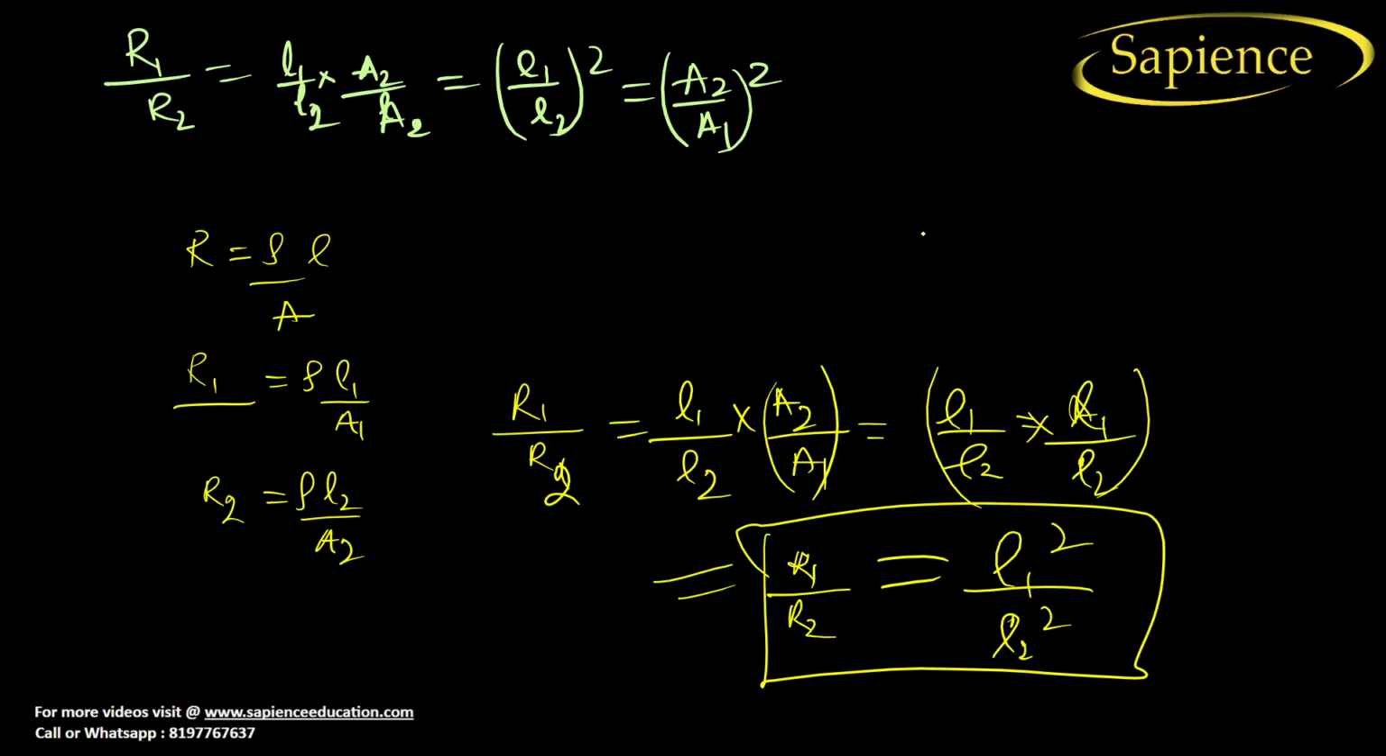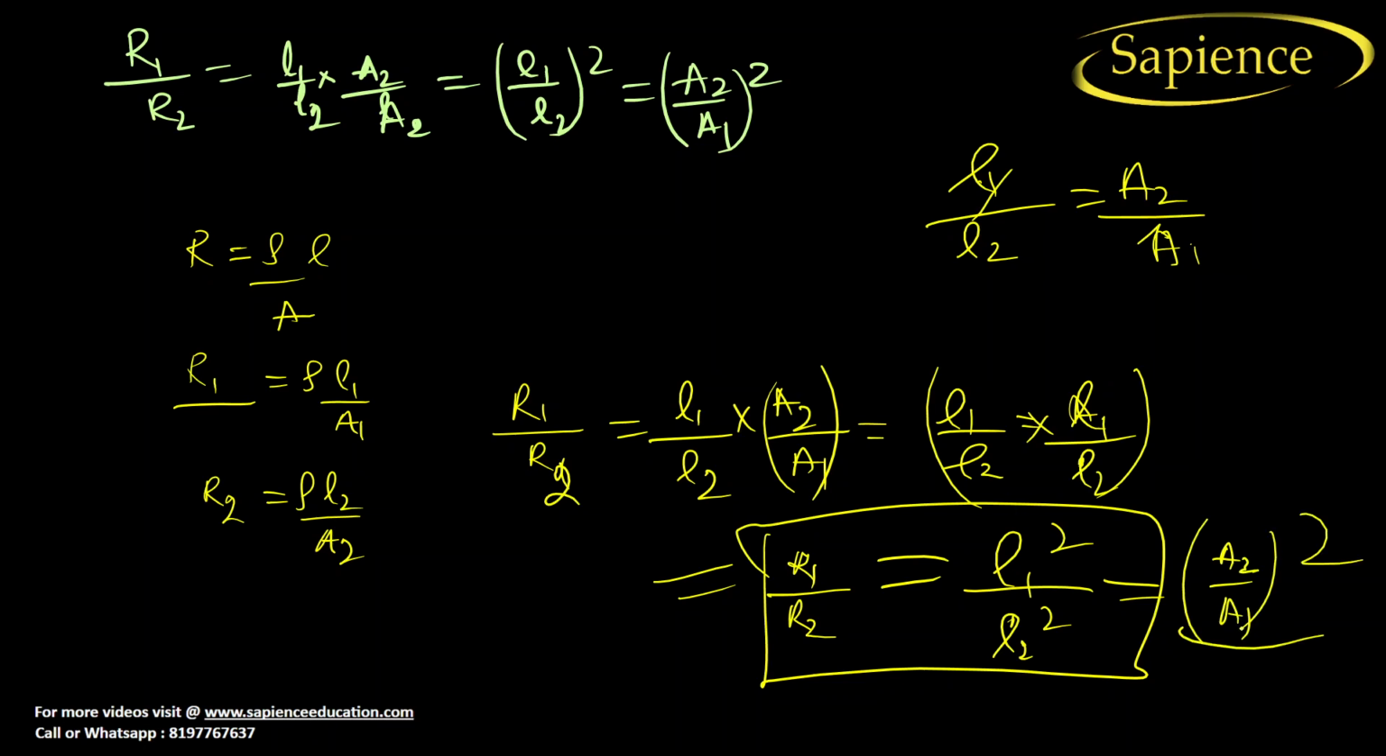We can also use this concept to find the relation: since L1 by L2 is equal to A2 by A1, we can put it like this, R1 by R2 equals (A2 by A1) whole squared. In this way, we can find the relation. This will be very useful for solving the numericals.